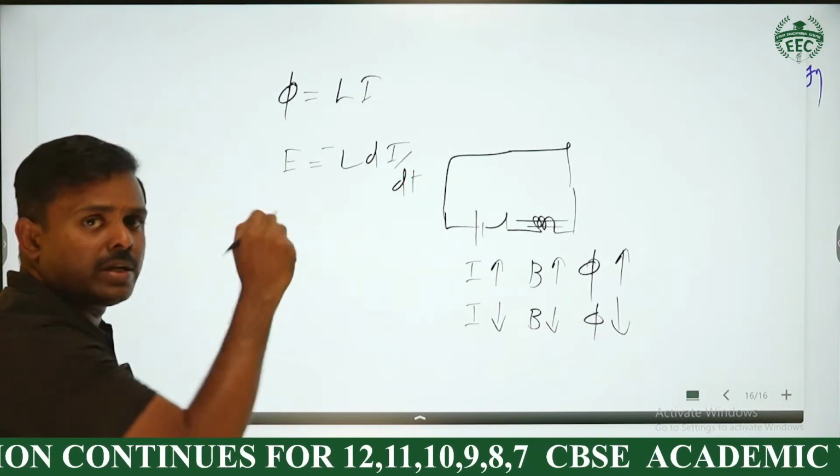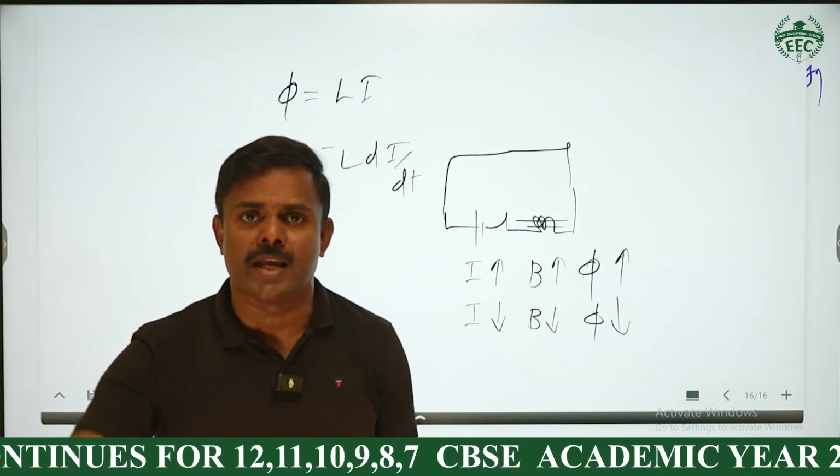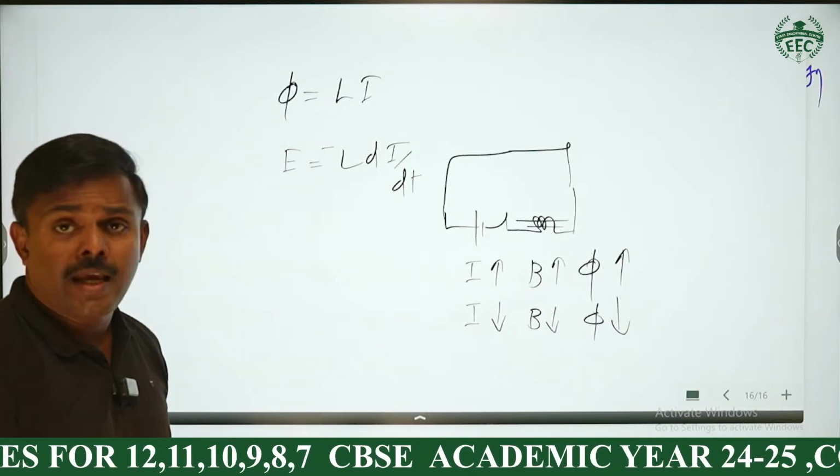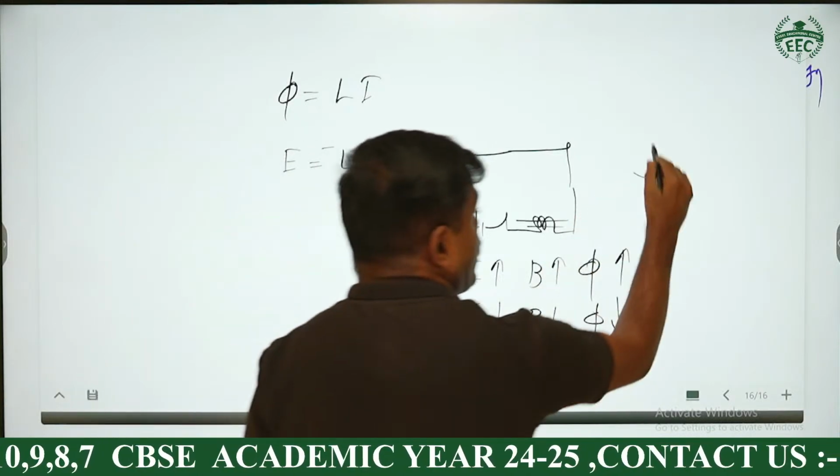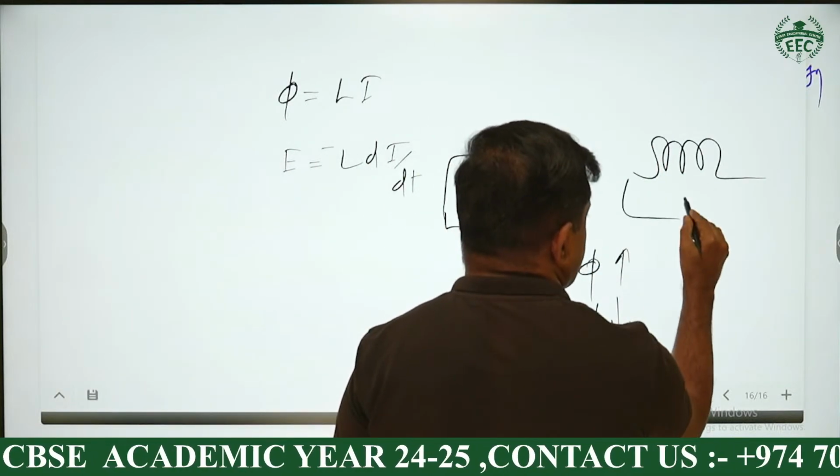They may ask numericals on this. Only direct numericals. L into di by dt. Okay, L into di by dt. So this is self-induction. And self-inductance of a solenoid is a derivation here, which is very important.